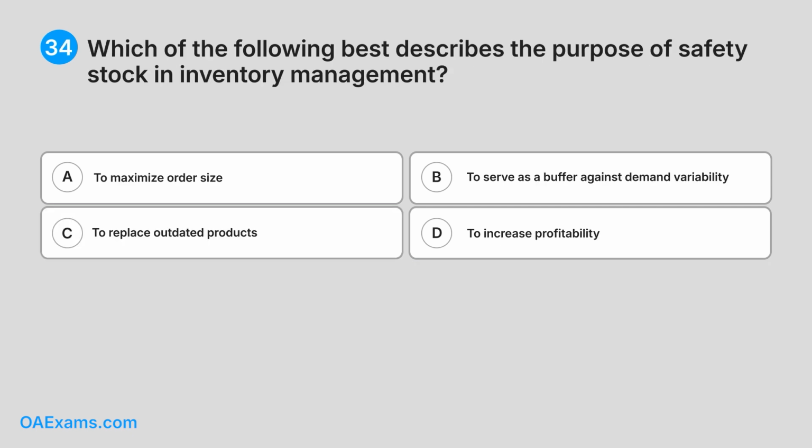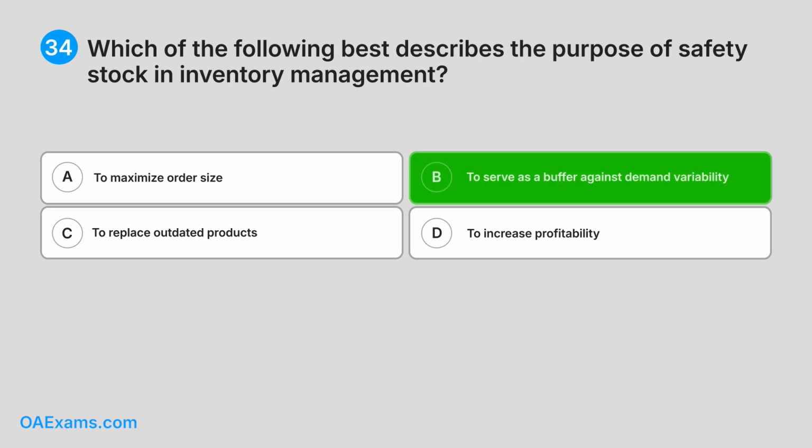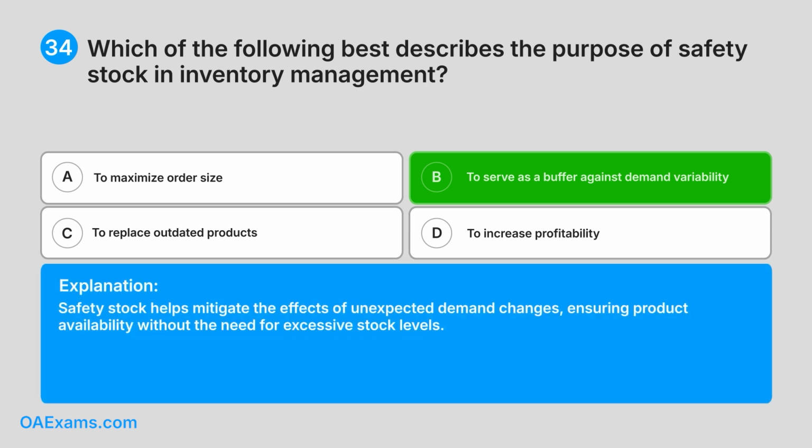34. Which of the following best describes the purpose of safety stock in inventory management? A. To maximize order size. B. To serve as a buffer against demand variability. C. To replace outdated products. D. To increase profitability. What do you think is the answer? Correct answer, B. To serve as a buffer against demand variability. Explanation. Safety stock helps mitigate the effects of unexpected demand changes, ensuring product availability without the need for excessive stock levels.